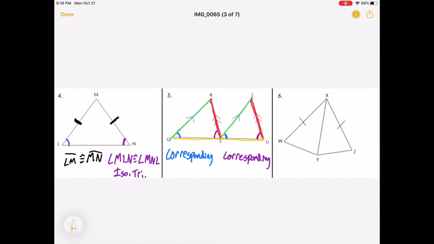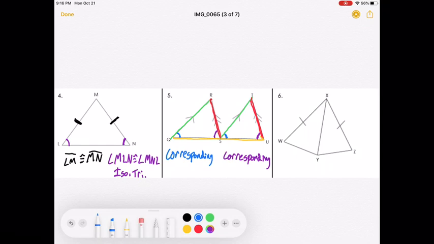corresponding both. You could not have R and T being corresponding because that would involve both sets of parallel lines. So you could only have it where one set of lines is used at once. So that's why we can't mark those two.